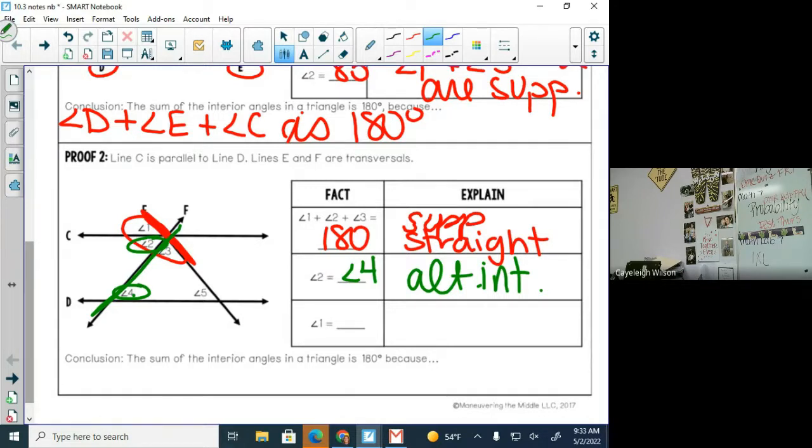Okay, so on the next one, I want to know what angle 1 is equal to. So Ryan, what's it equal to? It is equal to angle 5. Why? Because they're corresponding. So here's angle 1, and it's on this transversal, and it's above this line. And angle 5 is also above the line. So these are equal because they're corresponding parts.